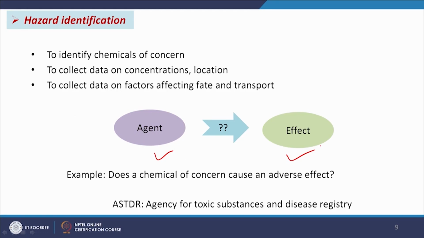To collect data on concentrations and location, and then to collect data on factors affecting fate and transport. All those things are necessary, and that way we can identify the hazards. For example, some concerns are there in a village, and the groundwater is contaminated with heavy metals, with arsenic or fluoride or many other things. We have to analyze the water for the presence of these contaminants. That way we will do it, and then we will do the exposure assessment.